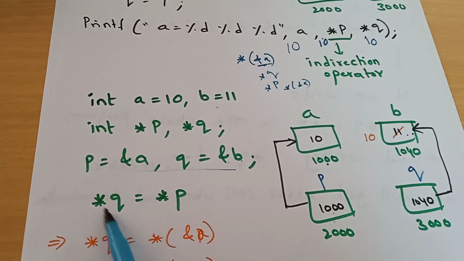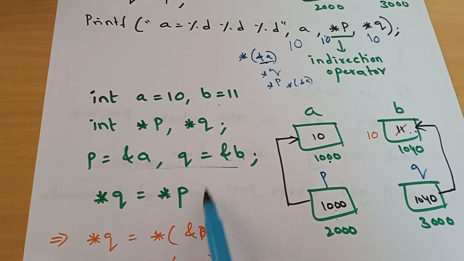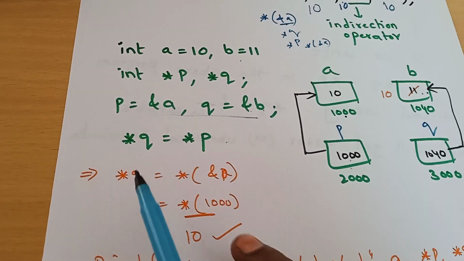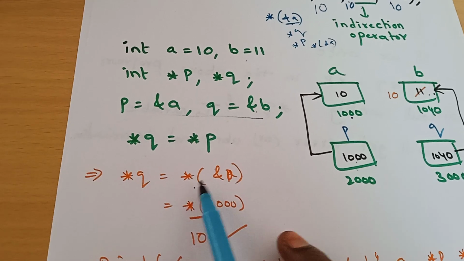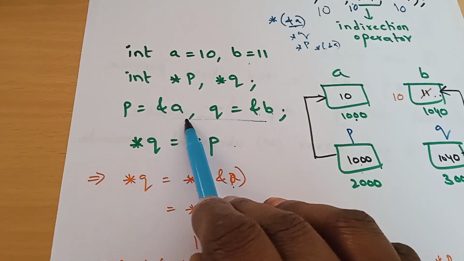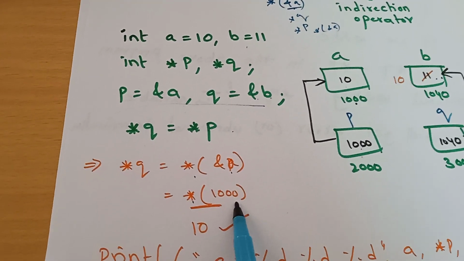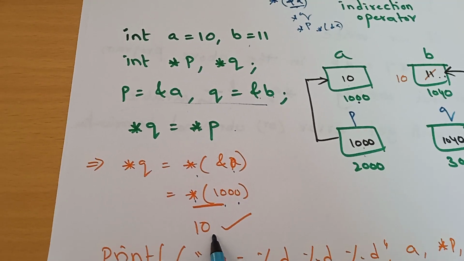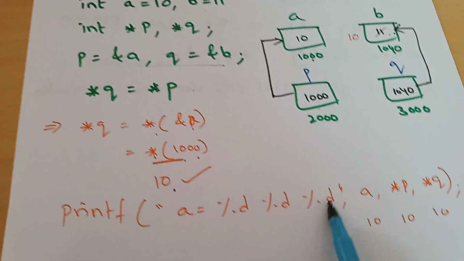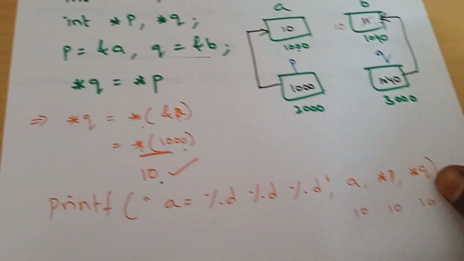Now star q is equal to star p. What does it mean? Look at this, star q, star p. P is what? Address of a. Star 1000, that is, we are pointing to 10. So we will be printing 10, 10, 10.